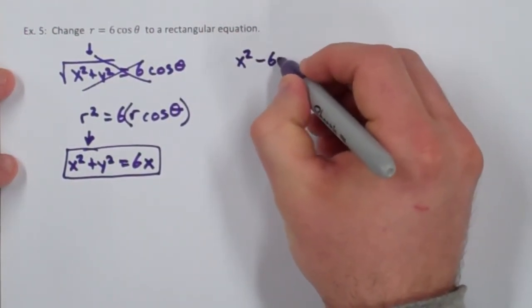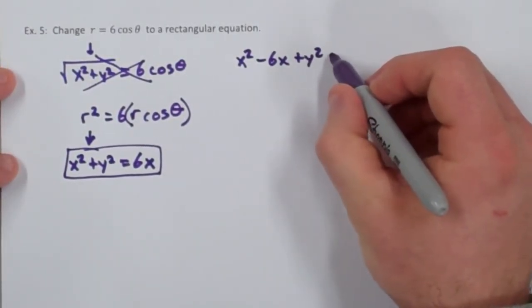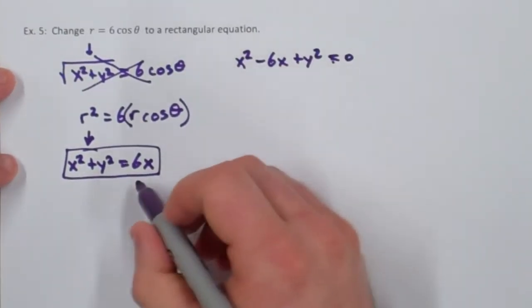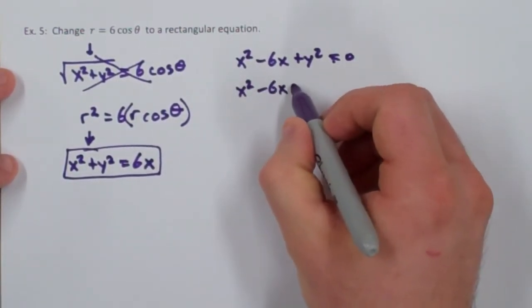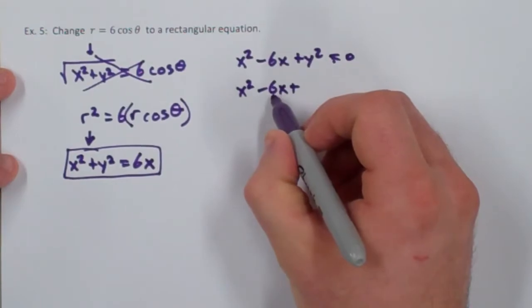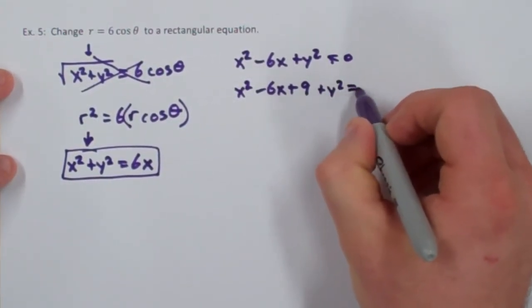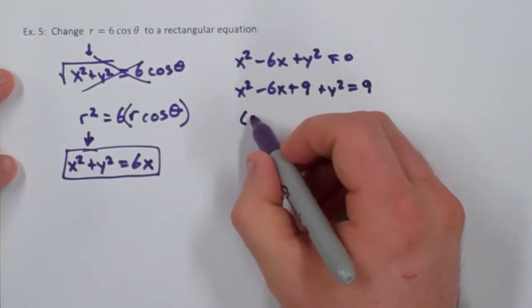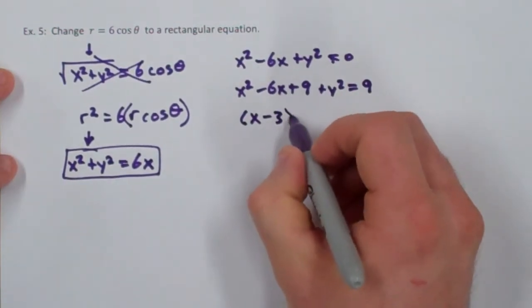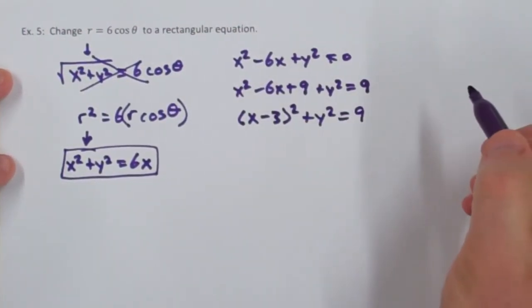If you really wanted to, you could also take this equation. We'll subtract 6x here, and we'll keep the y squared, and that'll be equal to 0 if we subtract 6x from each side. We need to complete the square here. So half of negative 6 is negative 3, squared is 9. And if we add 9 to the left, we've got to add 9 to the right, so 0 plus 9 would be right here. We could factor this into x minus 3 squared plus y squared is equal to 9.